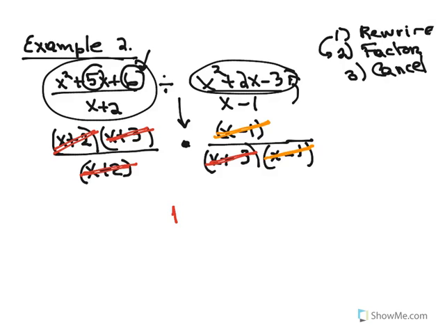Again, step number 1 is rewrite, right? Step number 2, we are going to factor, right? And step number 3, we are going to cancel. So rewrite, factor, and cancel. Okay?